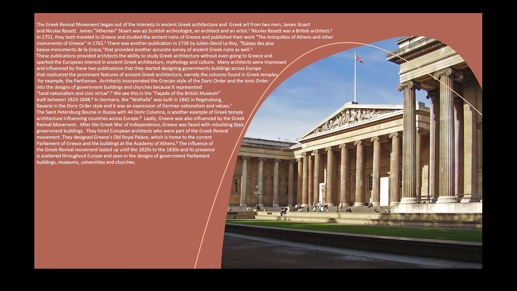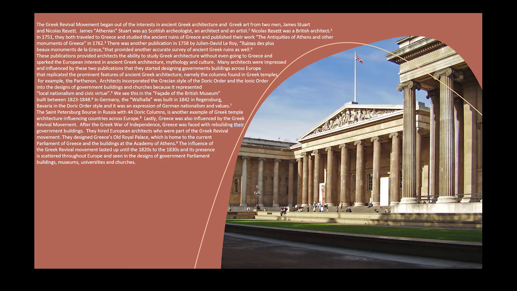The Antiquities of Athens and Other Monuments of Greece was published in 1762. There was another publication in 1758 by Julien-David Le Roy, Les ruines des plus beaux monuments de la Grèce, that provided another accurate survey of ancient Greek ruins as well.